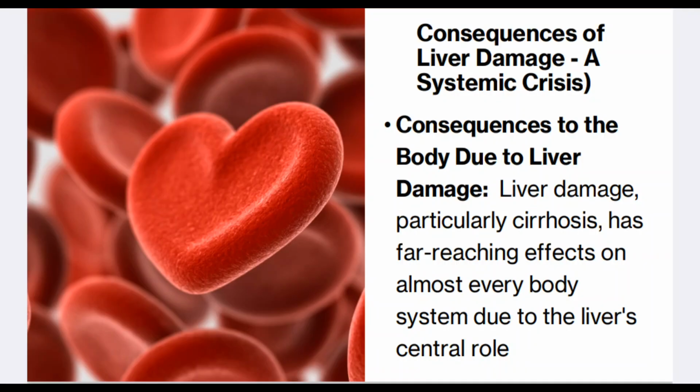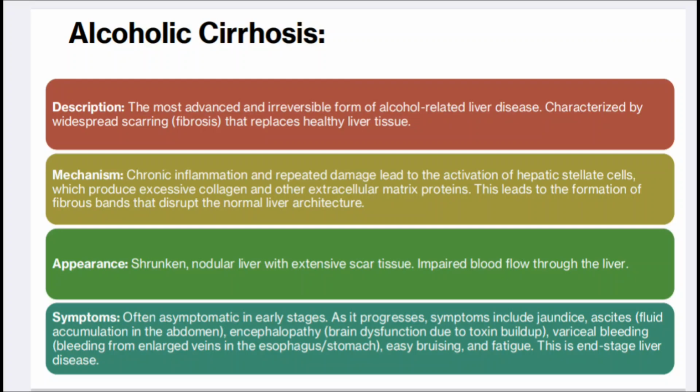Consequences of liver damage. Liver damage, particularly cirrhosis, has far-reaching effects on almost every part of the system due to the liver's central role. Alcoholic cirrhosis is the most advanced, irreversible form of alcohol-related liver disease, which is characterized by widespread scarring that replaces the healthy liver tissue.